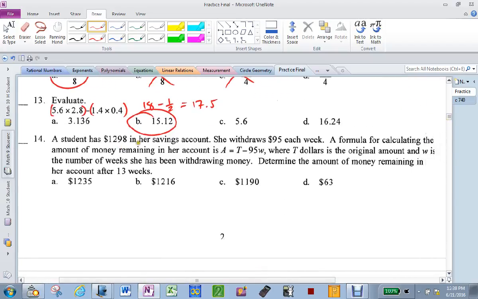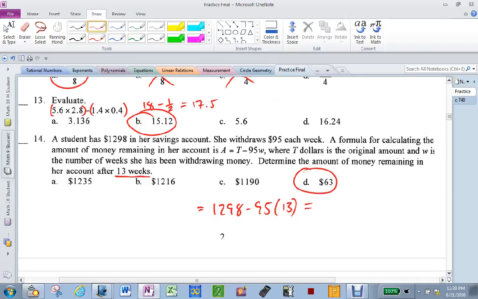She has $1298 in her savings account. She takes out $95 a week. This is how much money is left. T is the original amount. W is the number of weeks. Determine the amount of money after 13 weeks. Where does the 13 go? A, T, or W? W. What's T? T is the original amount. How much did she start with? 1298. Minus 95 times 13. Then you just do the math. It was 63. You're right, it's 63.